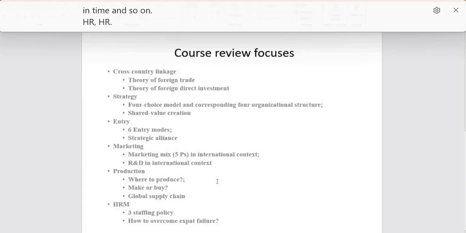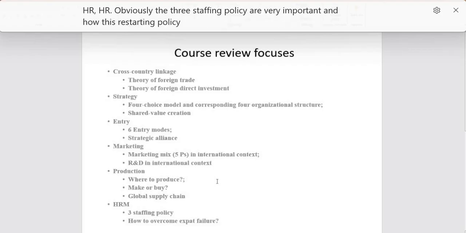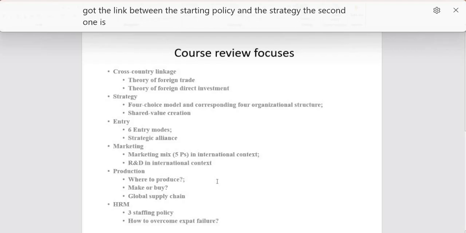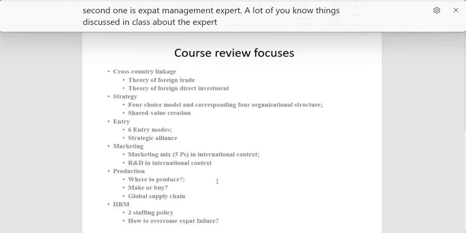HR, obviously, the 3 staffing policies are vital, important, and how the 3 staffing policies correspond to the 4 strategies. Of course, the link between the staffing policy and the strategy. The second one is expat management. Expat management, there's a lot of things discussed in class about expat management.